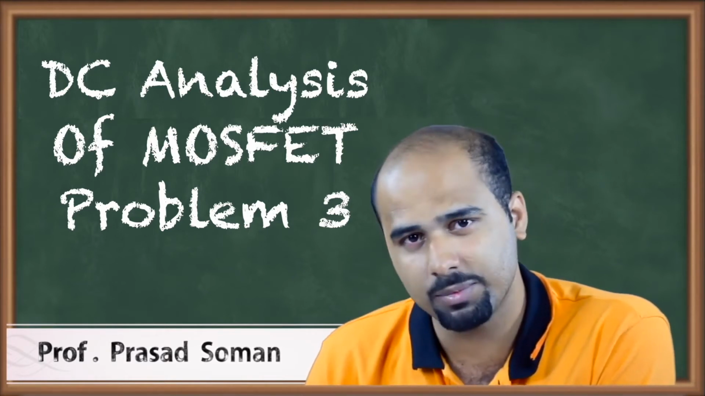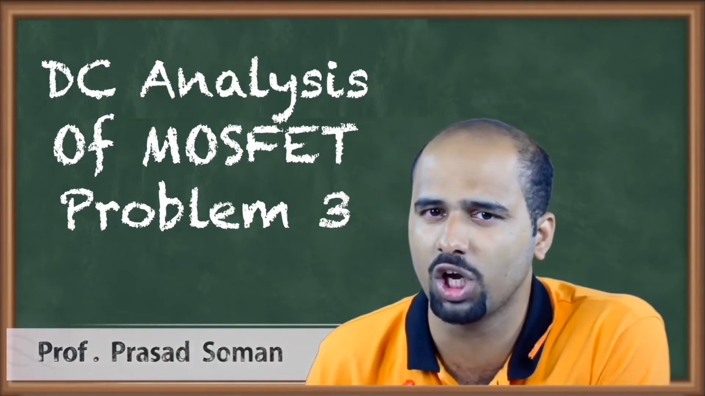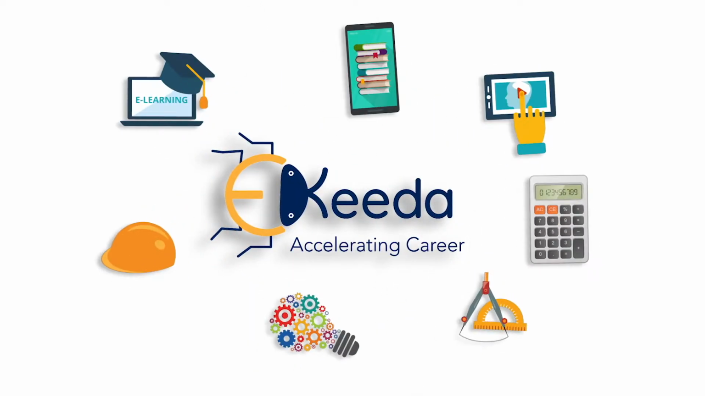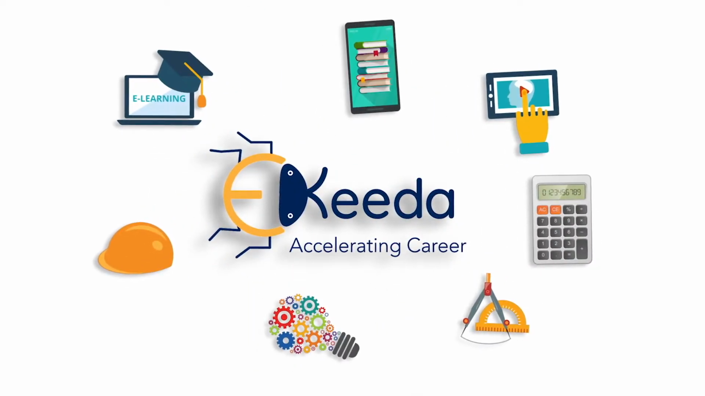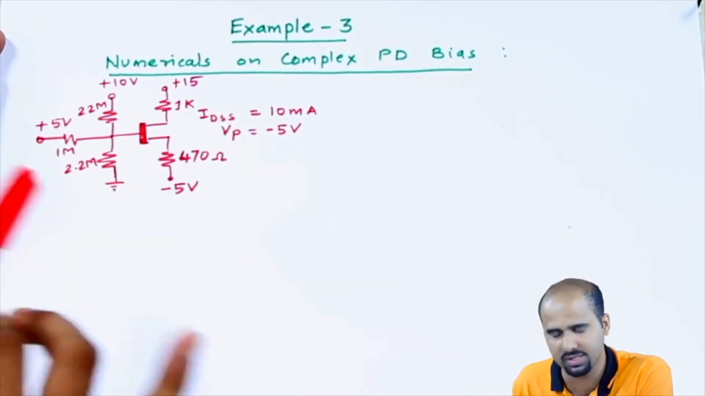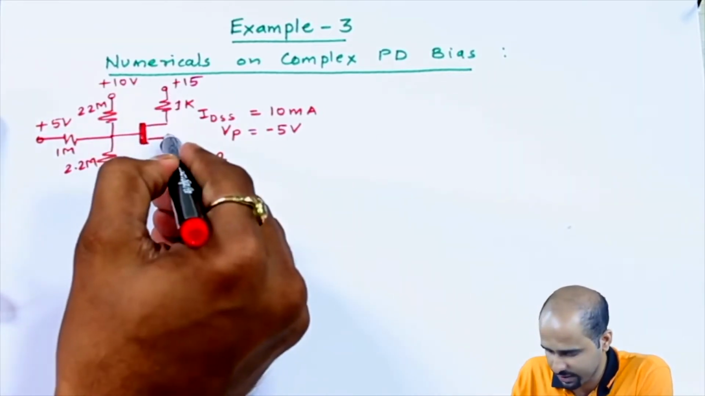Sometimes they will give you a complex circuit where you need some knowledge from first year engineering, that is BW. Okay, so we will take a particular example. This is the example where the N-channel DMOSFET is used.